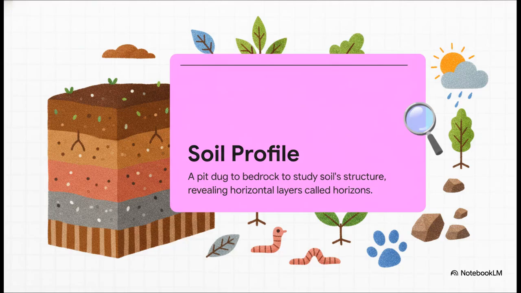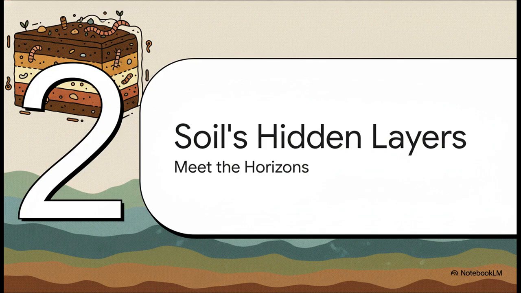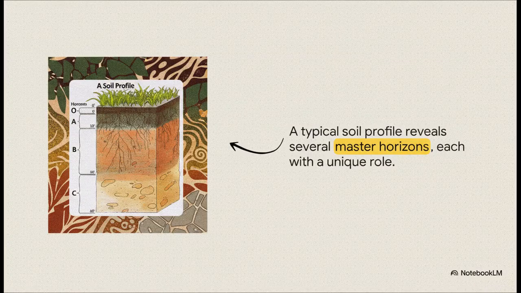To read that story, scientists dig what's called a soil profile. Now, I want you to think of it like cutting a giant slice of layer cake. Each of those layers, which we call a horizon, reveals a totally different chapter, telling us exactly how that soil was formed over thousands of years, by everything from the weather up top to the rock way down below. So, you ready to take a trip down through that slice of cake? We're about to meet the main characters of this story, the main layers or master horizons that make up a typical soil profile. And here we go.